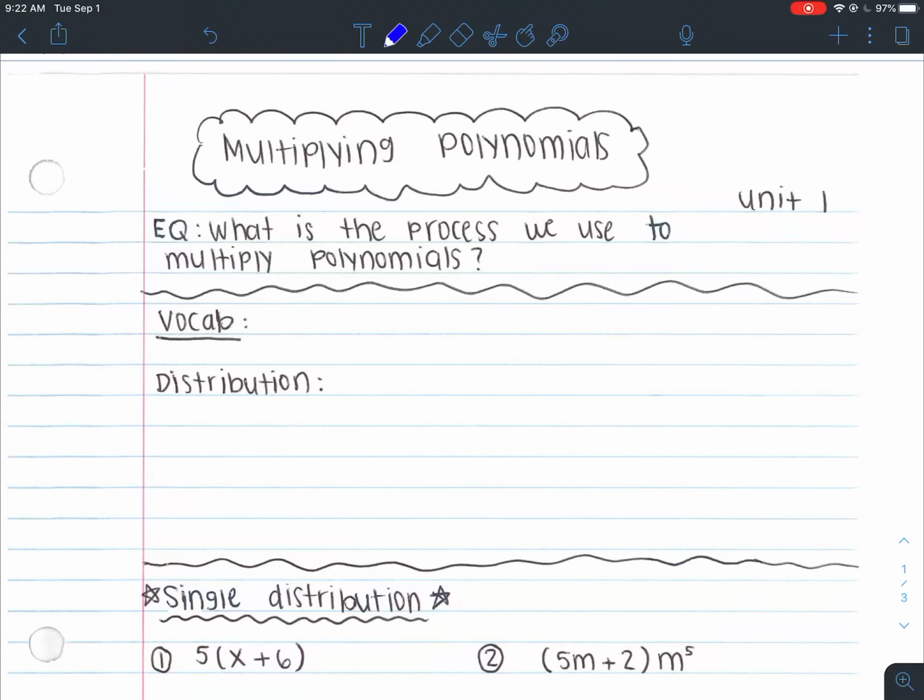Hey guys, these notes are for multiplying polynomials. We are in Unit 1. Our essential question is, what is the process we use to multiply polynomials?